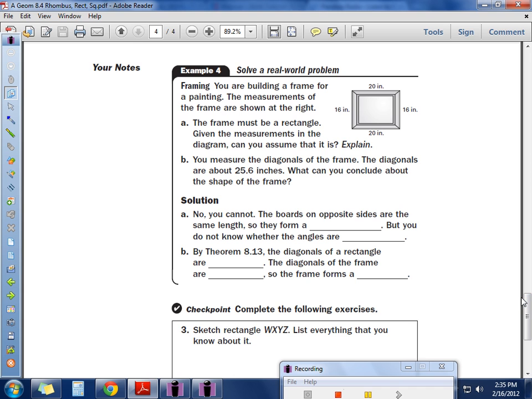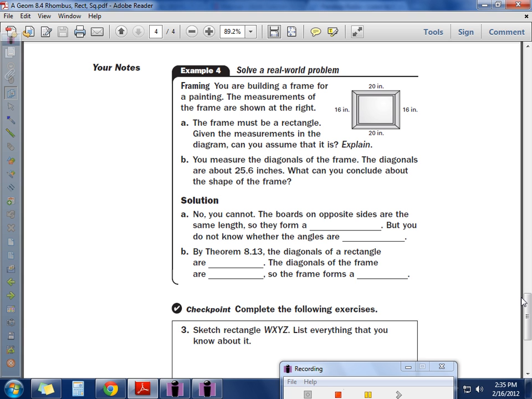Example 4 is one of the most practical problems in the whole chapter. This is a real-life problem. So here's what it says. Building a frame for a painting. The measurements of the frame are shown at the right. The frame must be a rectangle. Given the measurements, can you assume that it is?